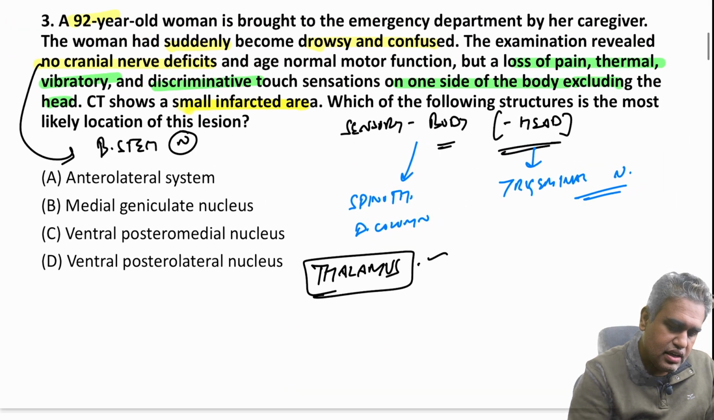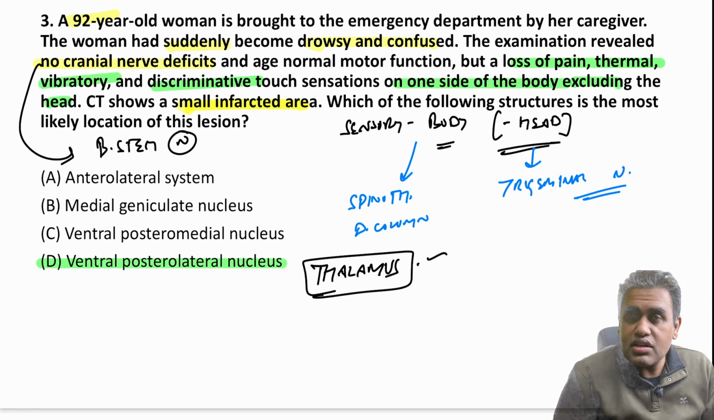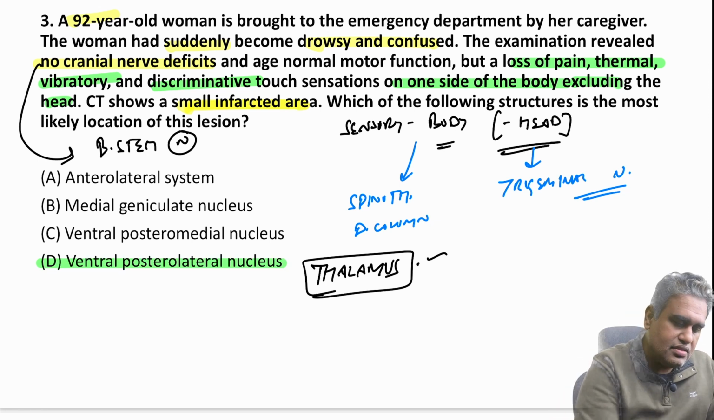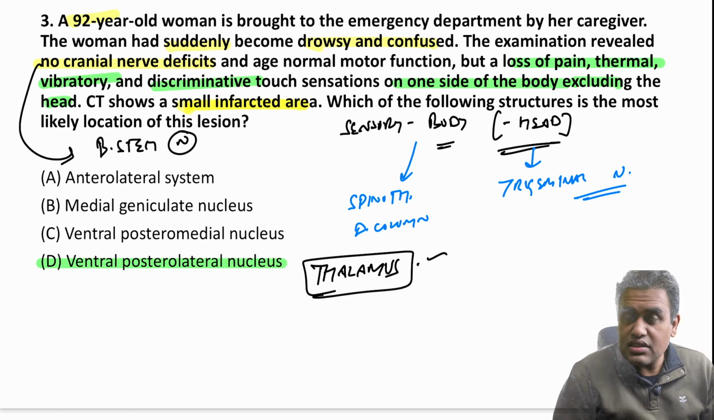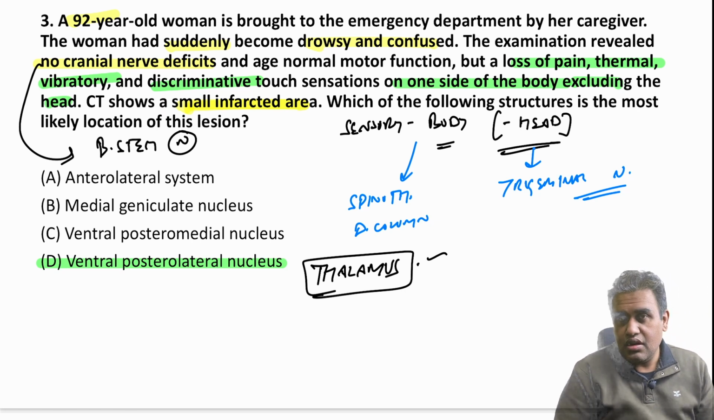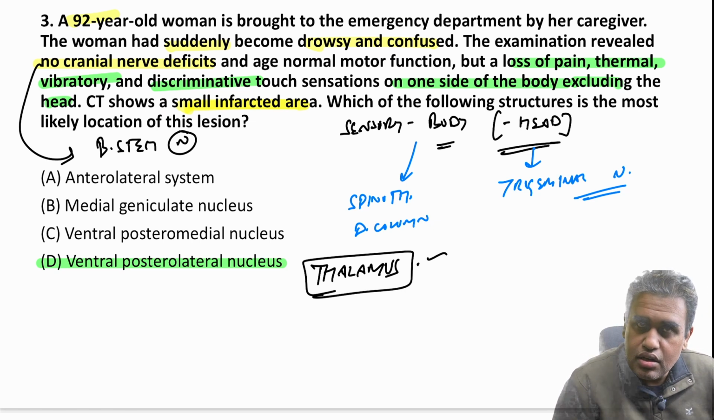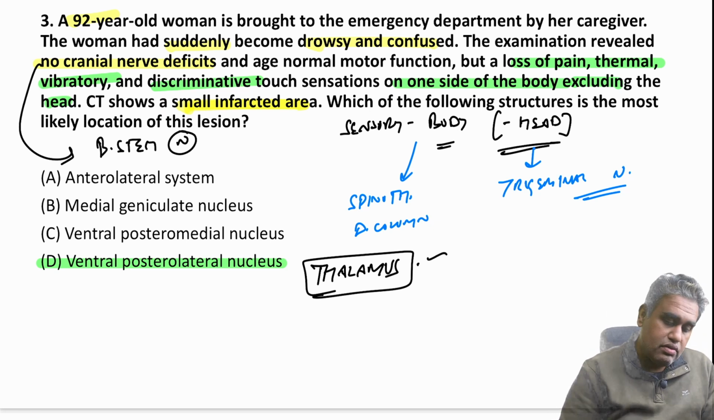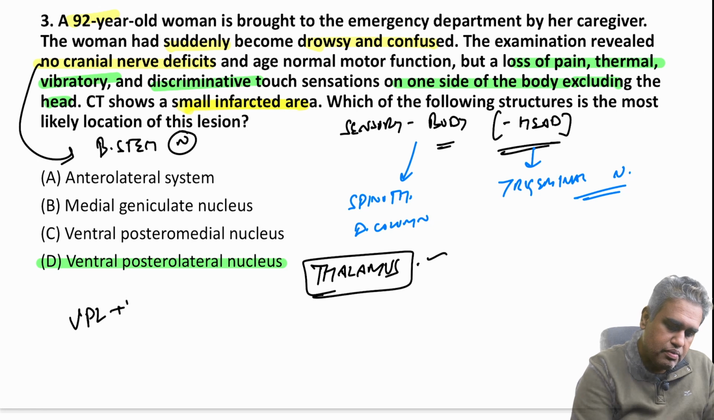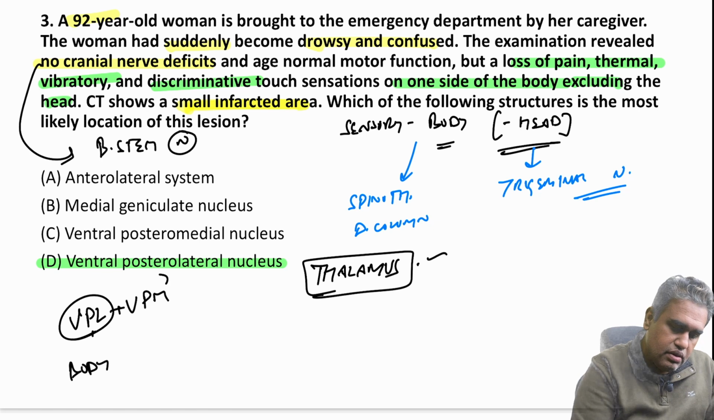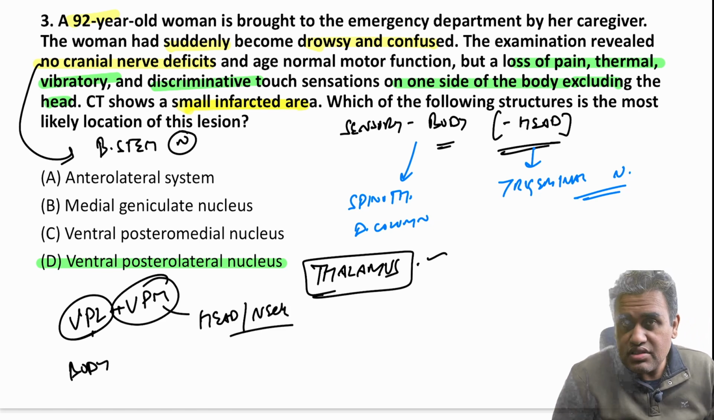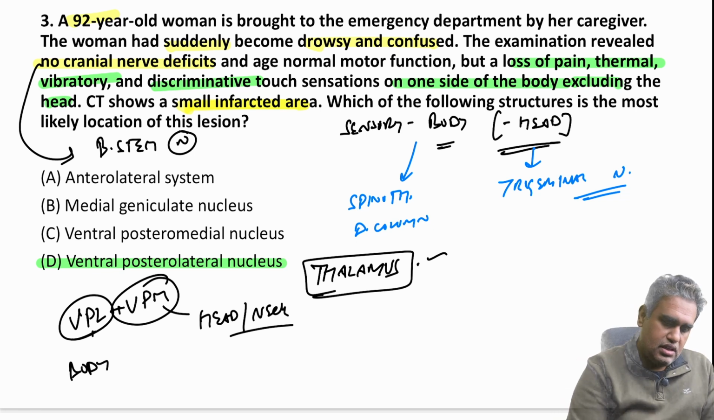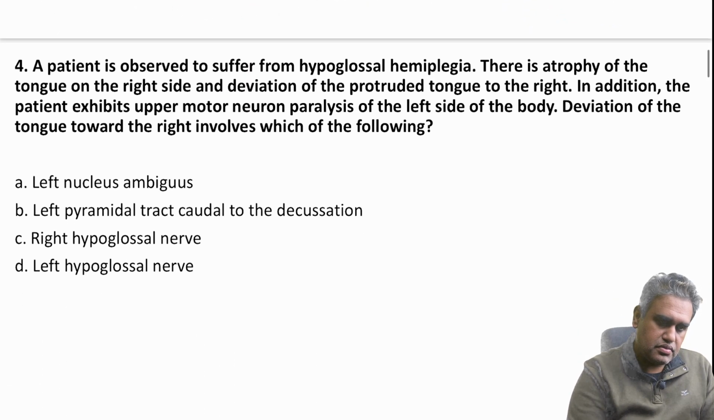Do we have an option over here? We do have VPL nucleus, option D. That will be the answer. So it's an infarction in the VPL nucleus, not VPM. If there was combined loss of sensation from the head and neck also, then we would have gone with VPL plus VPM. VPL deals with the body, and VPM deals with the head and neck or face area. Those are the sensory relay centers. So that's it. Let's see the next one over here.